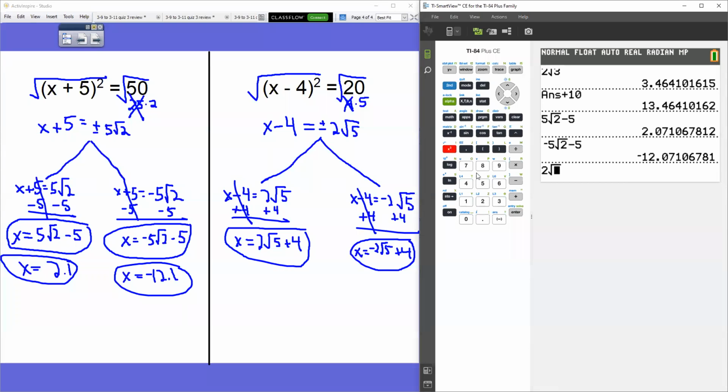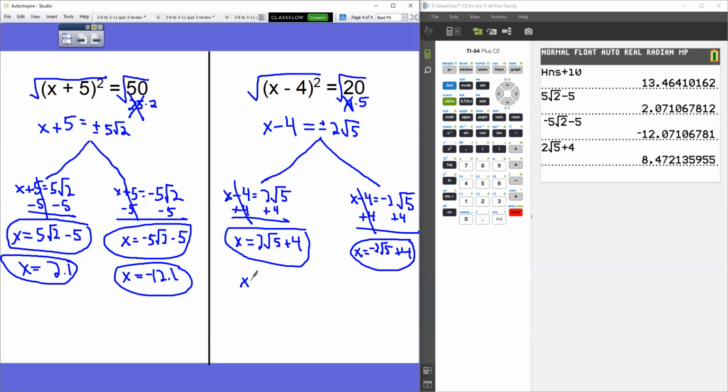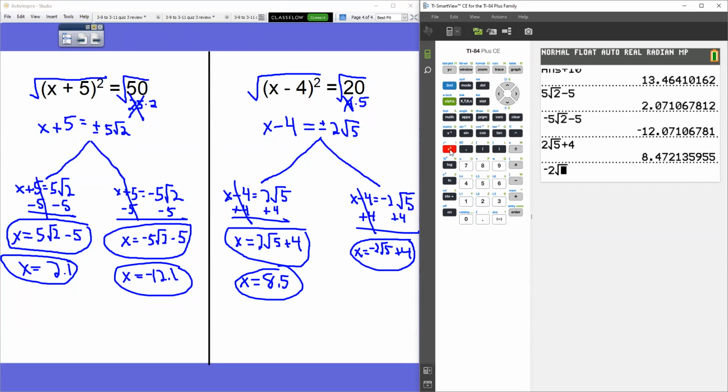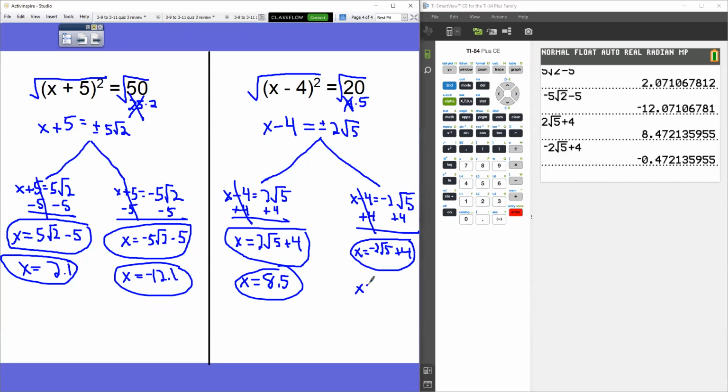2 radical 5. You got to tab out of the square root. Plus 4 equals, if we were going to round it to the nearest tenth, this one would give us 8.5 if we were rounding to the nearest tenth. And negative 2 radical 5. You got to tab out of the square root. Plus 4 equals, it looks like it equals negative 0.5. So those would be our 2 answers here. All right, so you got to make sure that you read the directions, whether you're rounding to the nearest tenth or whether you are leaving it in simplest radical form.